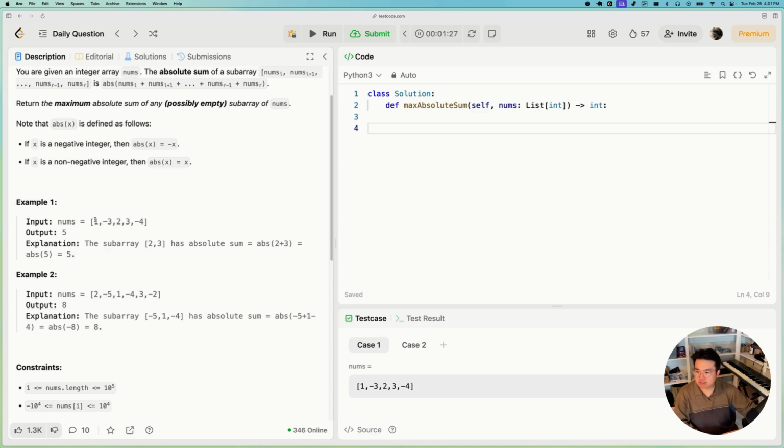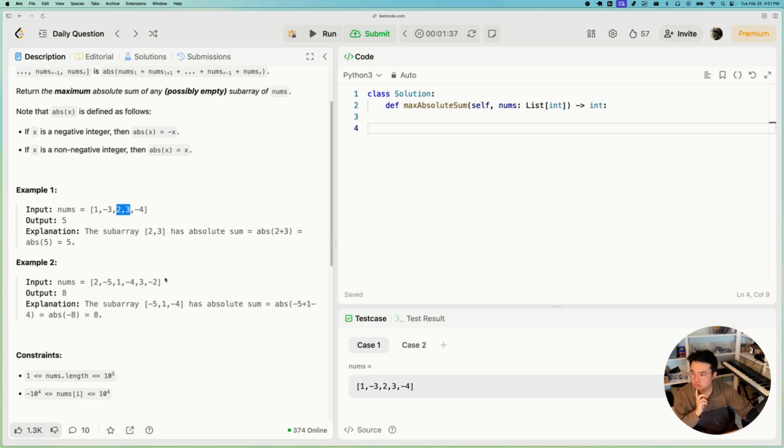Okay, so in this example, we have 1, -3, 2, 3, -4. The subarray 2, 3 has the absolute sum of 5. Okay, and then this one, 2, -5, 1, -4, 3.